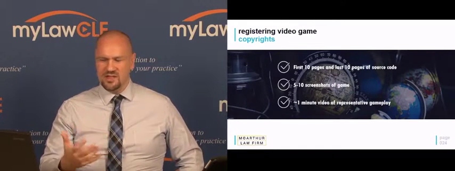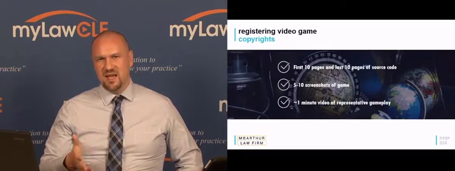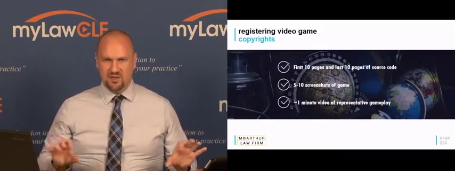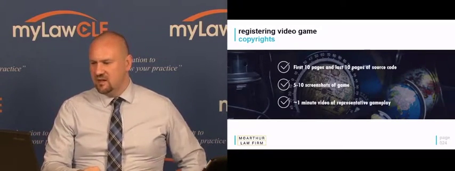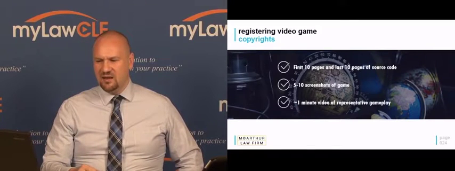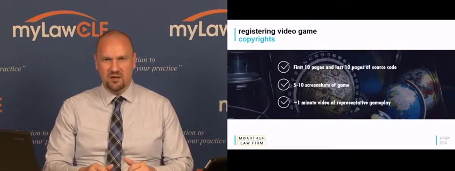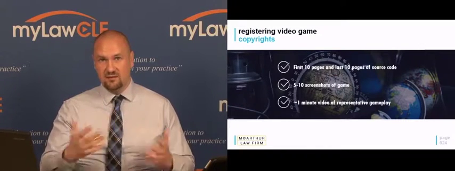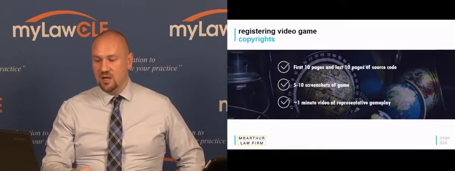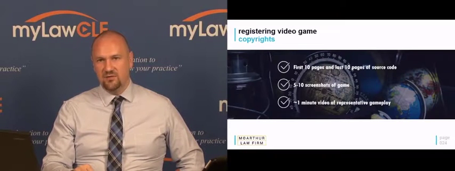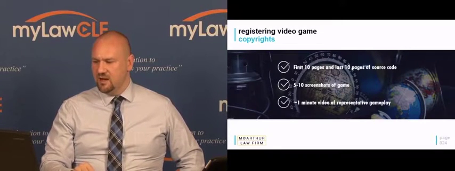You're going to include several screenshots of the game, probably 5 to 10 screenshots representative of what the gameplay looks like and what the game looks like. Also, if you can upload a video, maybe have the developer create a 1-minute video of gameplay that's representative of what the game looks like. And you can upload MP4 files to the Copyright Office when you're filing the registration.